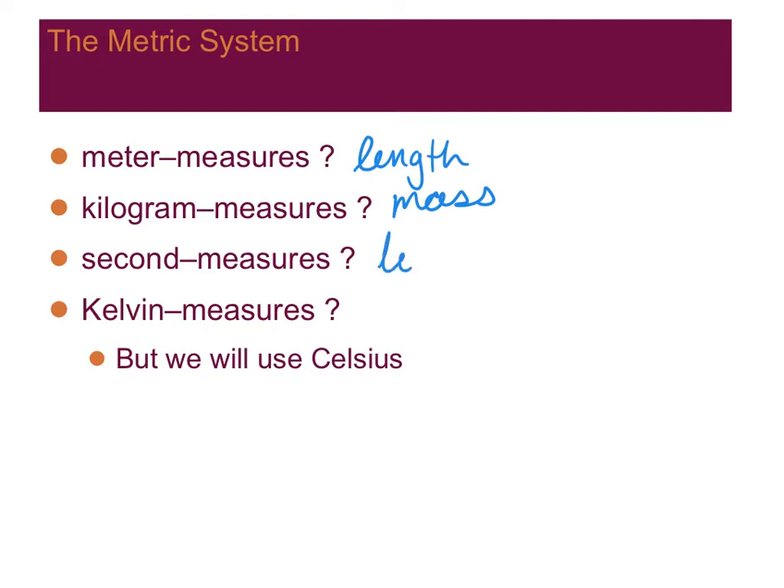Seconds measure, of course, time. And Kelvin measures temperature. But in anatomy, of course, we will use Celsius instead. That's what's used in medicine as well. So if you've been to the doctor and they've taken your measurements, they've likely measured you in meters and kilograms and Celsius temperature. So just a quick reminder there. Now we'll get into homeostasis.